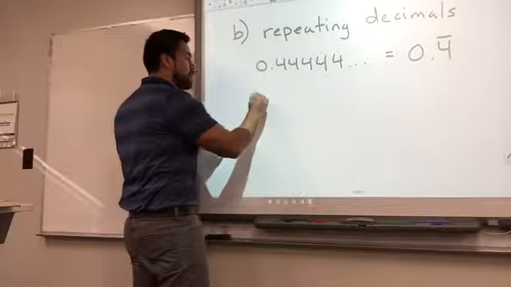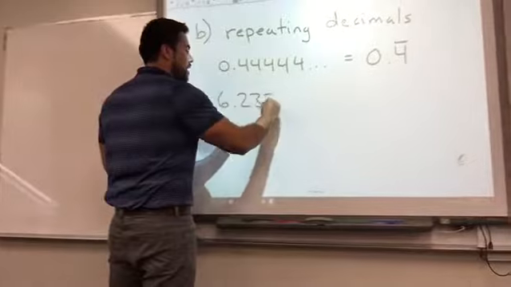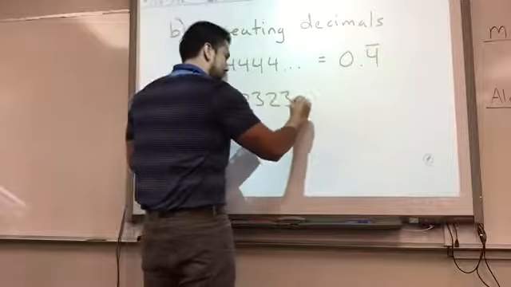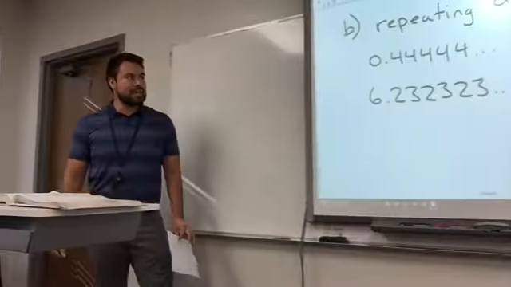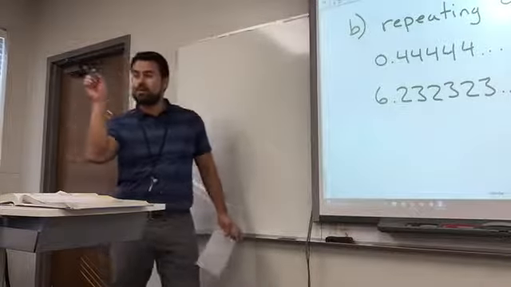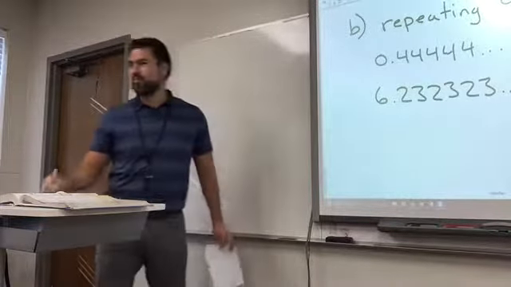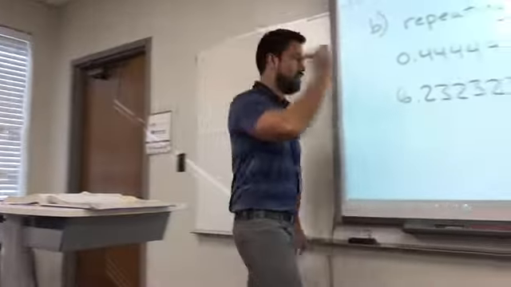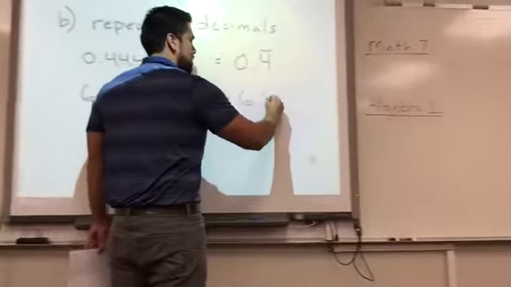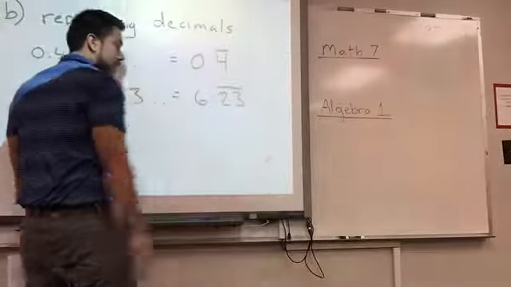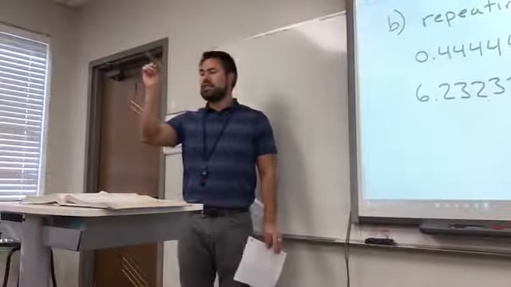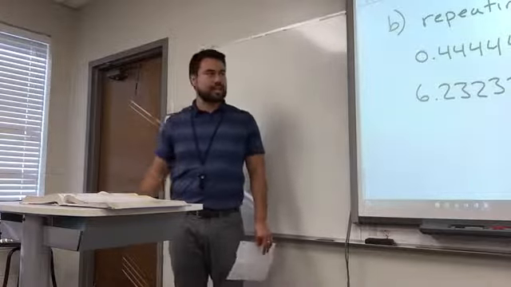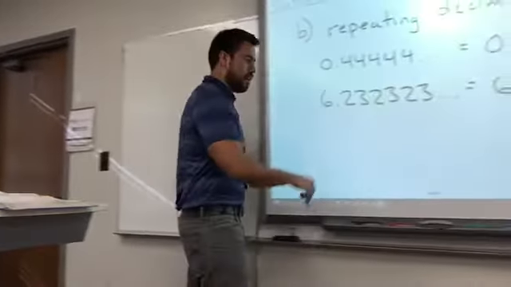If I had this number right here, 6.232323 dot dot dot, how would I write that as a repeating decimal with the repeating bar? You got to be super careful with this. Caroline. The 2 and the 3. Okay, good. You put the line over the digits that repeat in the decimal, on the decimal side here.